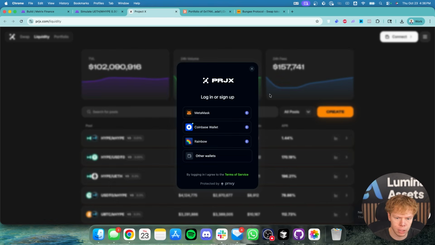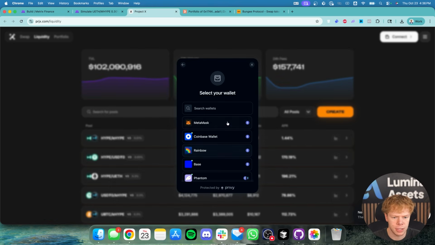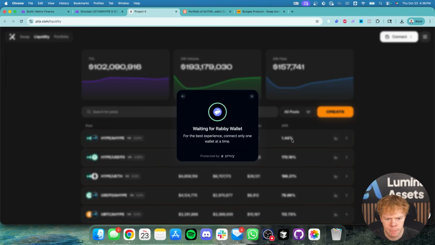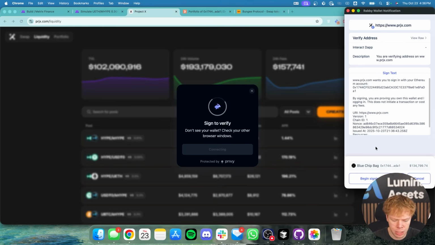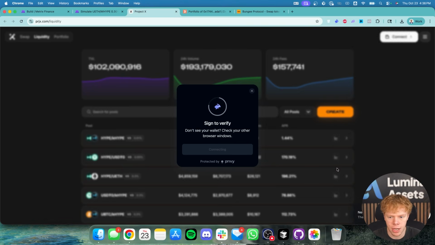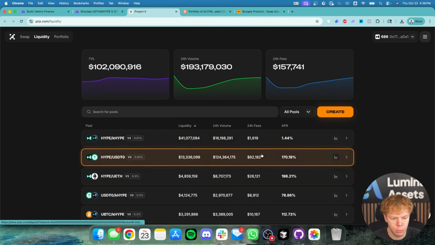So we can hit our connect wallet right up here in the top. Now in this instance, I use Rabby. So I'm going to go ahead and select other wallets and then connect with Rabby. And then from there, it's going to ask me to verify my wallet, basically just saying that I'm the owner of this wallet address. I'm going to say that, yes, I am the owner of this wallet address. Sign that little transaction right there, and it will connect me into Project X.